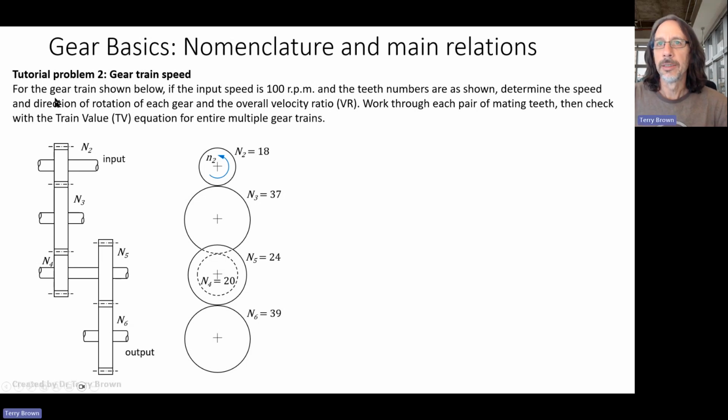All right, so in this one, we've got an input speed of 100 RPM. All of the numbers of teeth in this case are specified for us, and we want to determine the speed and direction of rotation of each gear, and then the overall velocity ratio. Firstly, we'll do this by working through each pair of mating teeth, and then we'll check the value that we get for the velocity ratio with the train value equation for the entire multiple gear train. All right, so let's do that.